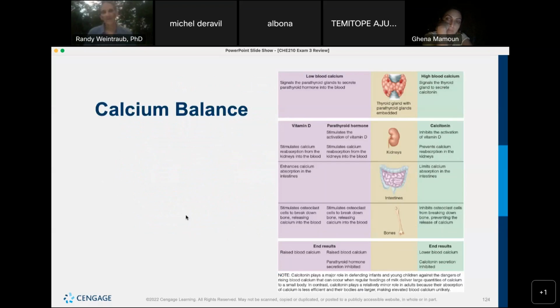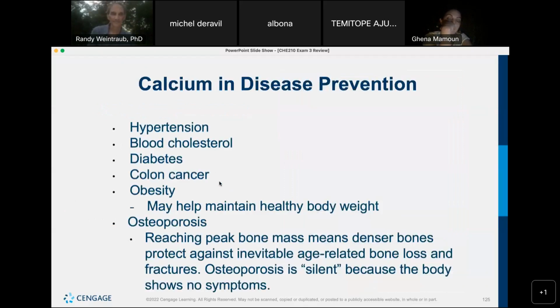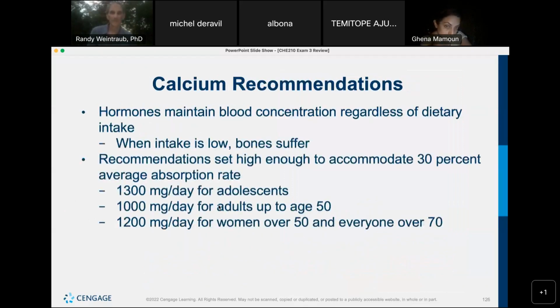There's important mechanisms for calcium balance, including vitamin D. We mentioned it acts as a hormone to regulate and is involved in proper metabolism and direction of calcium. So calcium, vitamin D, these are critical nutrients.